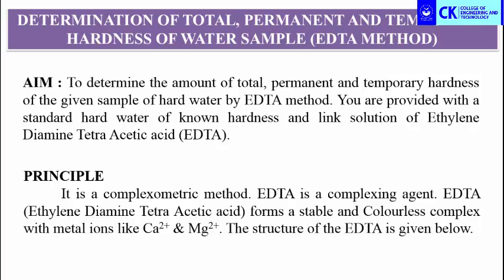In this video, we are going to see the chemistry laboratory experiment: determination of total, permanent and temporary hardness of a water sample by EDTA method. First, we are going to see the aim of this experiment: to determine the amount of total, permanent and temporary hardness of the given sample of hard water by EDTA method.